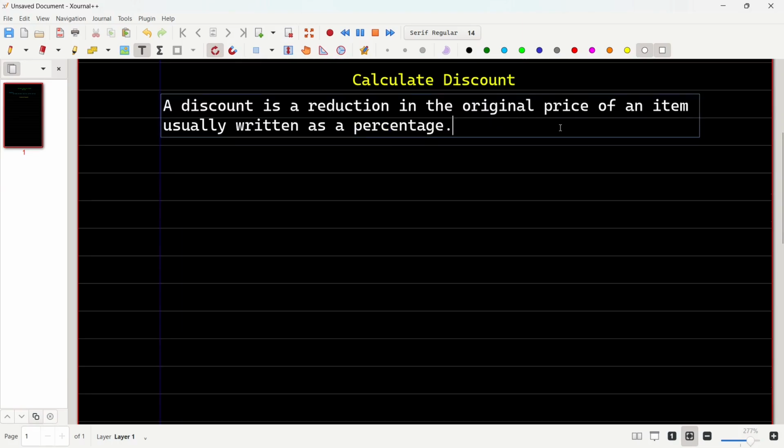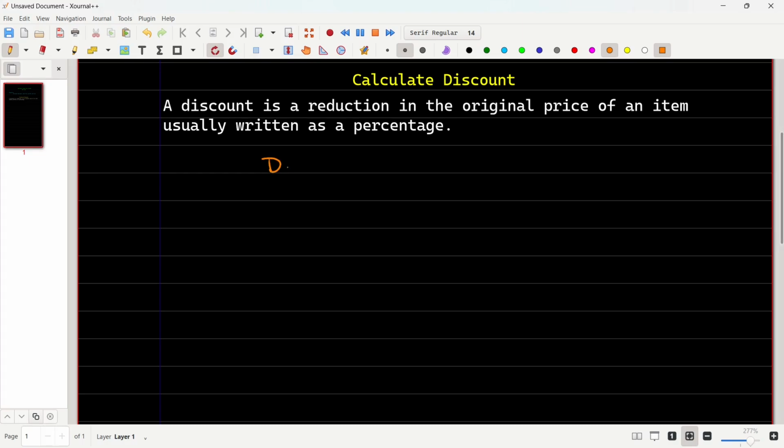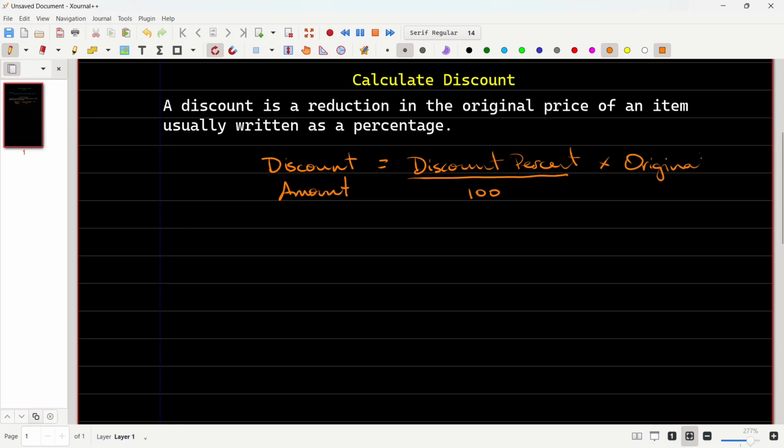All right, and when you have a discount, you would usually follow this kind of formula. I'm going to write this in orange. So the formula that you would usually follow is something like this. The discount amount is going to be equal to the discount percent, divided by 100, times the original price.